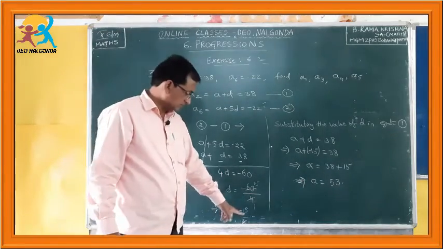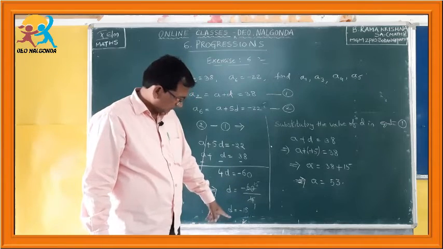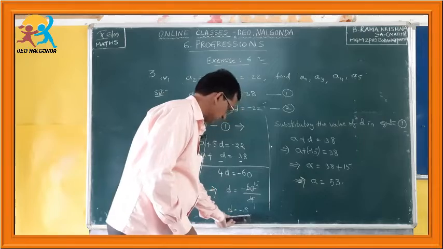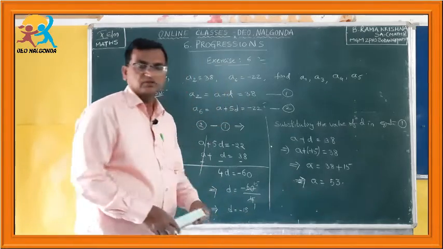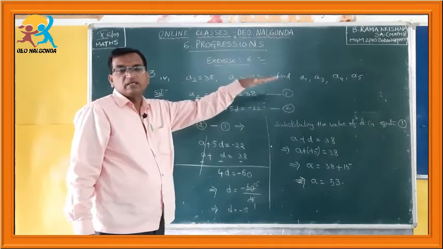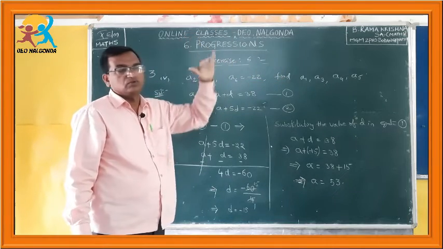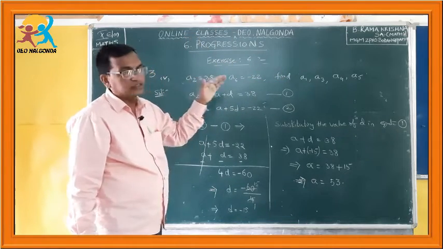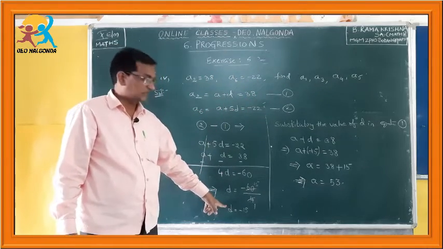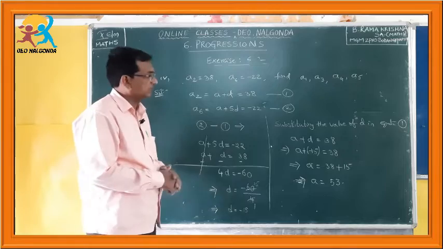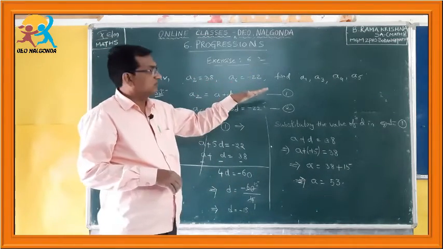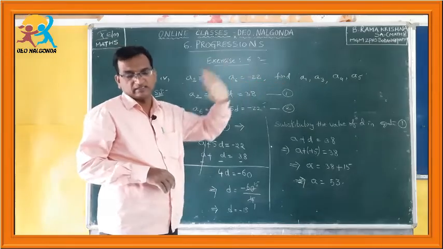d is minus 15. What is the value of d? d is minus 15. What do you understand? If d comes negative, what do you understand? The progression value will be decreasing. So, the value further gets decreased because of this d. d is the common difference, which is minus 15. If you get a negative d value, the value of the progression will keep on decreasing.